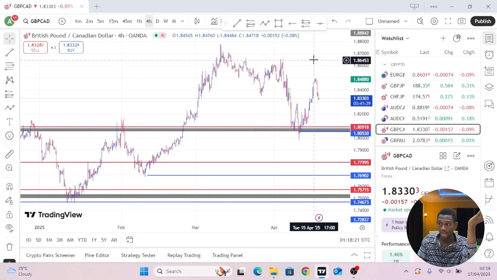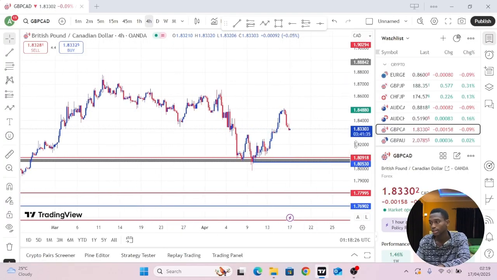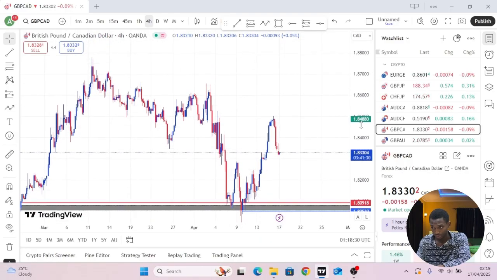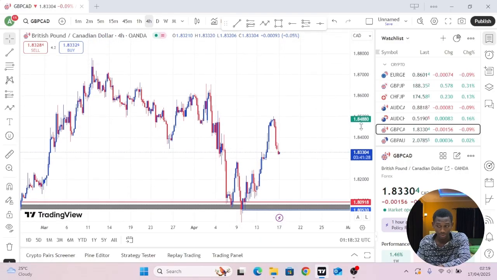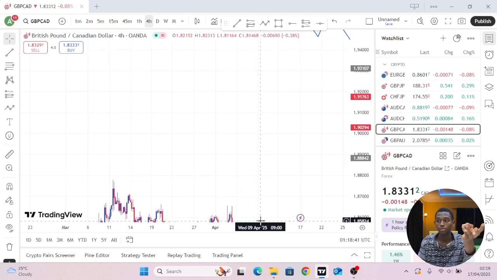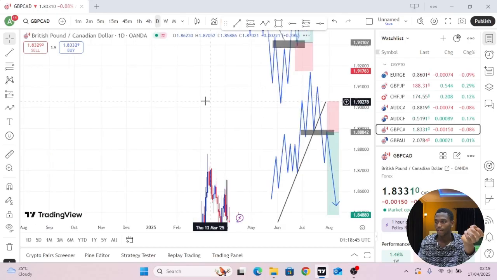But let us see anyways. Let us see how it's going to be. Now the 4 hours, like I said, is the 4 hours on a bearish or on a bullish move? The 4 hours is on a bearish move. Yes, to be honest, the 4 hours is on a bearish move. So remember, the daily was on a bullish move. The 4 hours is on a bearish move. Let me write that down.